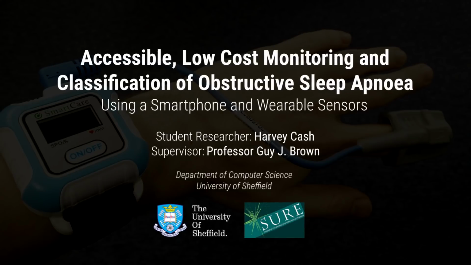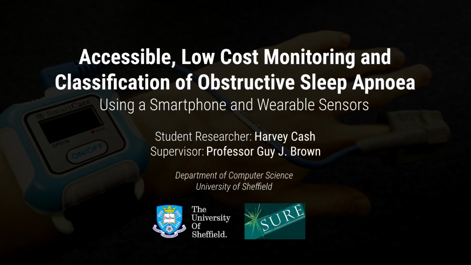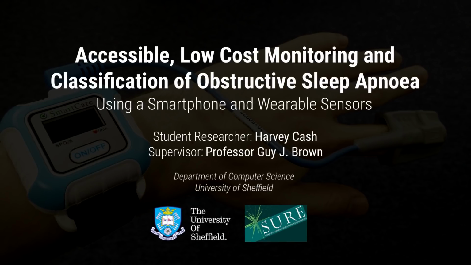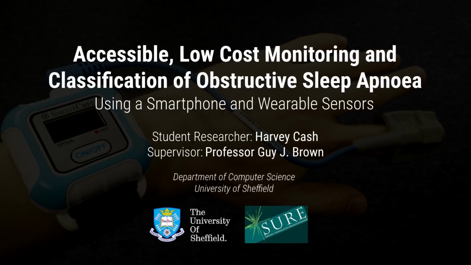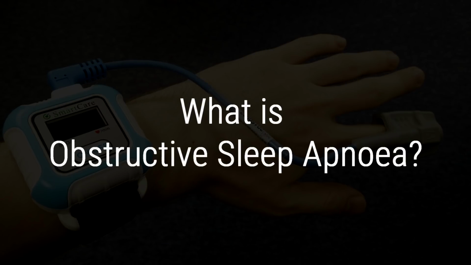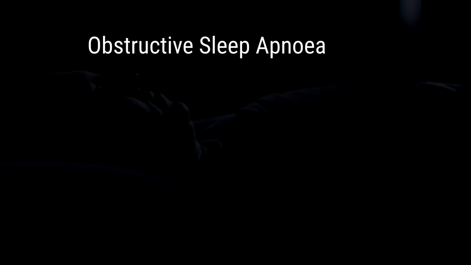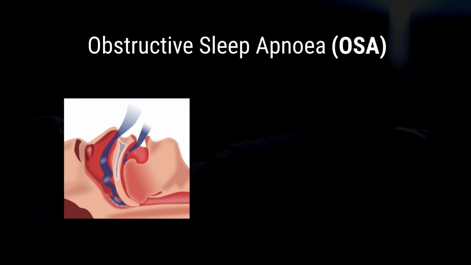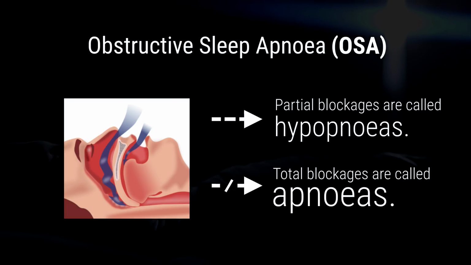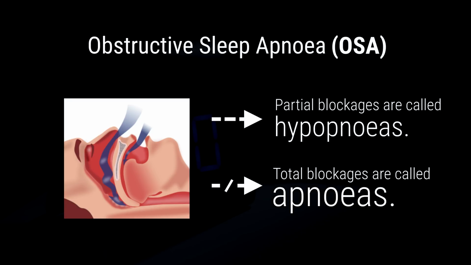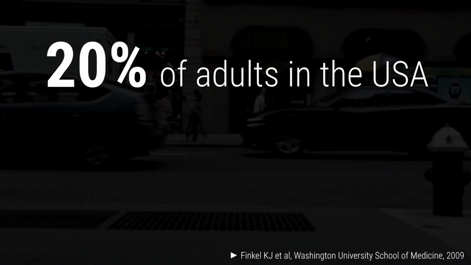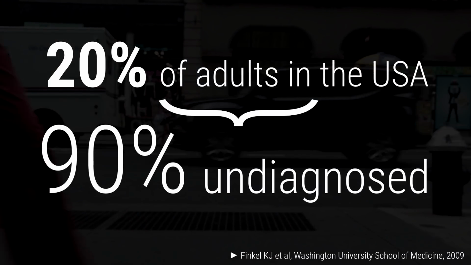Over the past 6 weeks, I've developed and tested a method for accessible, low-cost monitoring and classification of obstructive sleep apnea. So the first question is, what is obstructive sleep apnea? Obstructive sleep apnea, or OSA, refers to when relaxing of the throat during sleep causes a blockage that reduces or stops airflow entirely. Approximately 20% of adults in the United States have OSA, of whom 90% are undiagnosed.